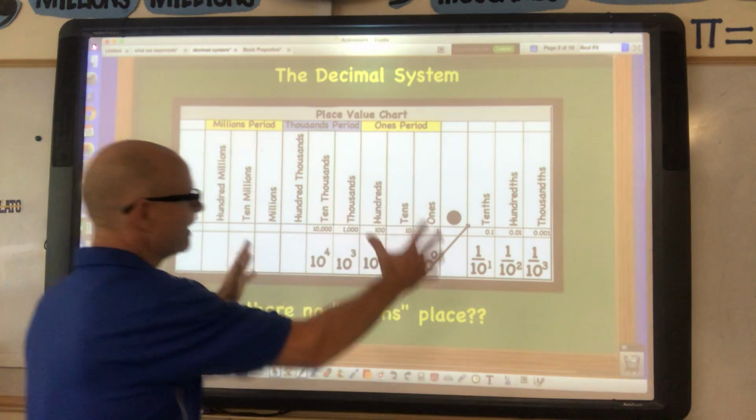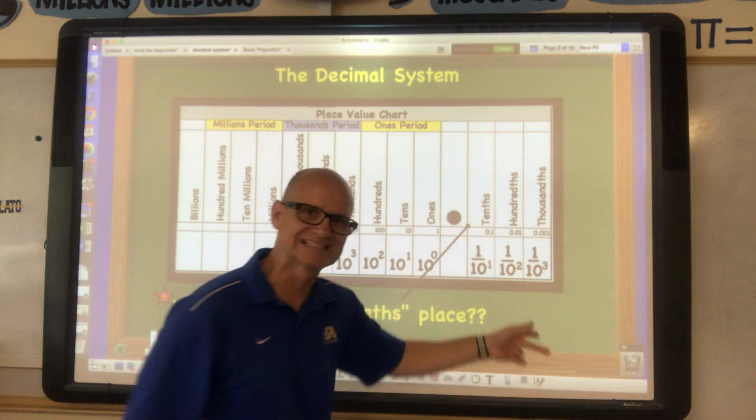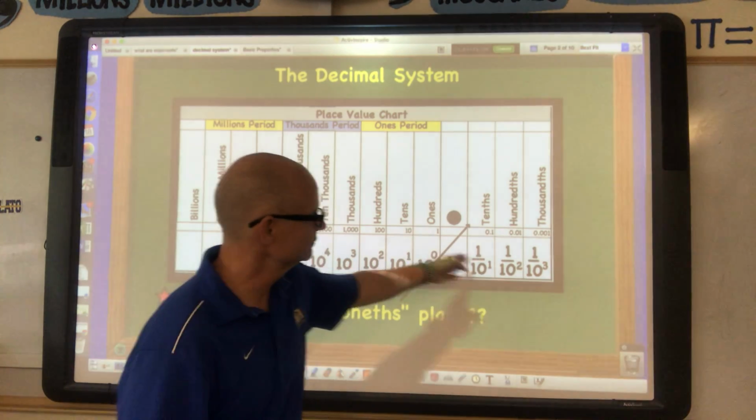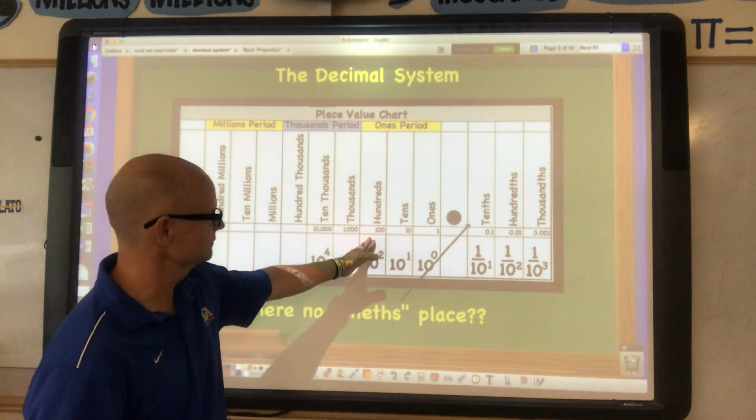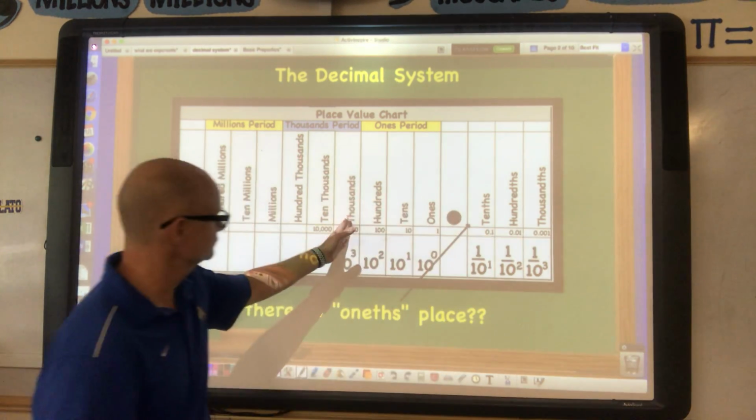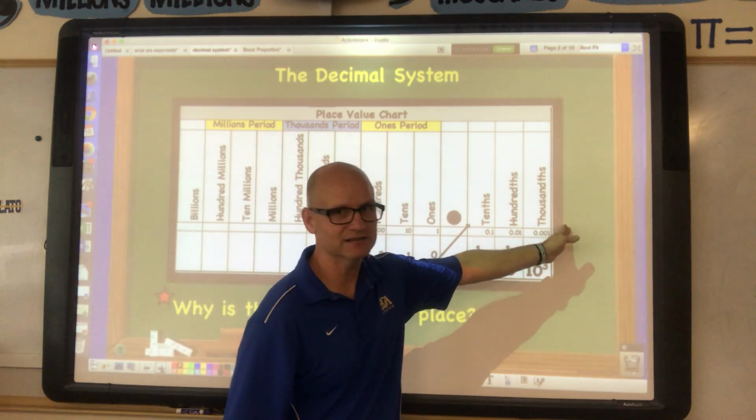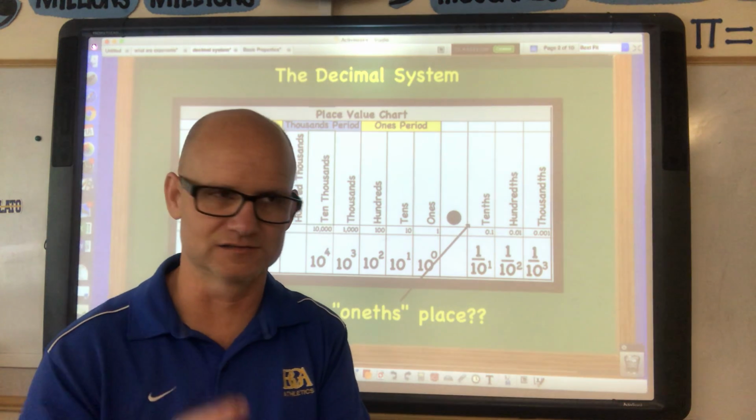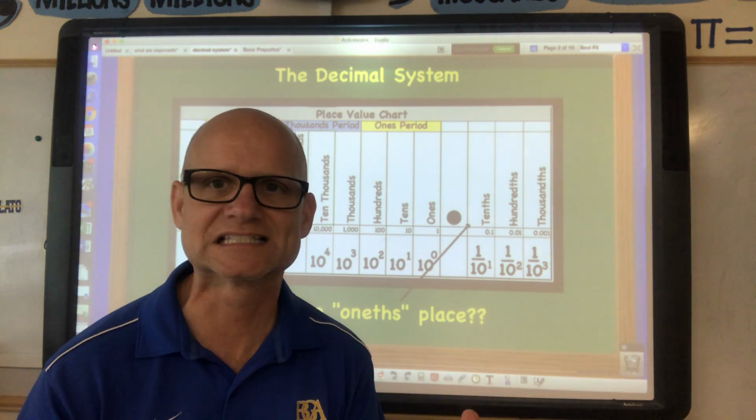But when you look to the right, they don't start with a ones. They do have a tenths, which goes with the tens. They do have a hundredths, which goes with the hundreds. They do have a thousandths, which goes with the thousands. I don't have this, but they have a ten-thousandths, which goes with the 10,000s. That pattern still is the same, but there's no ones.